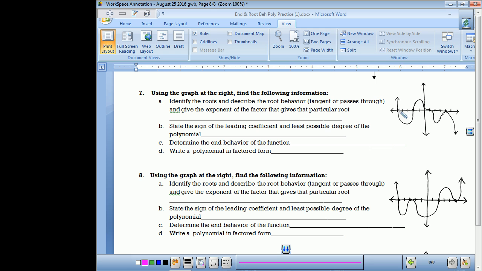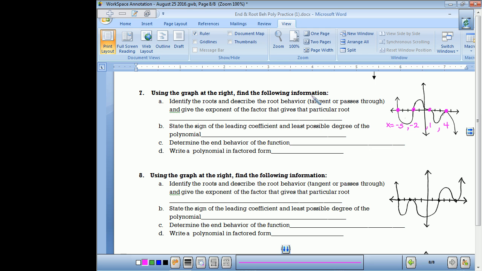Okay, so let's look at all of our x-intercepts. Let's list our roots right here. This is negative 5. What is this one? Negative 2. What is this one? 1. And what is the last one? 4. Okay, so it said to identify the roots. Done. Then it says to describe the root behavior.